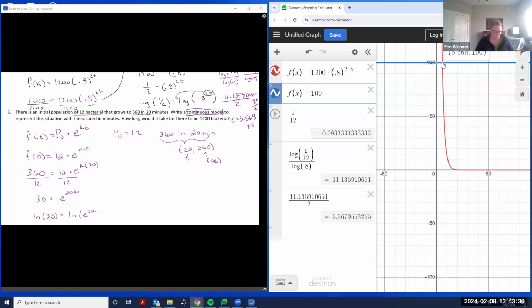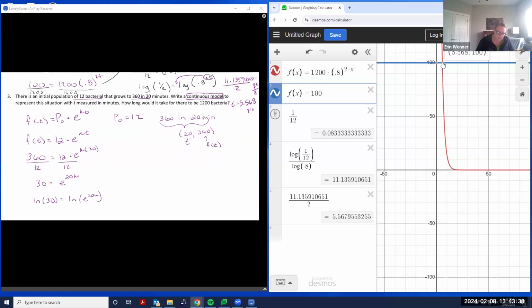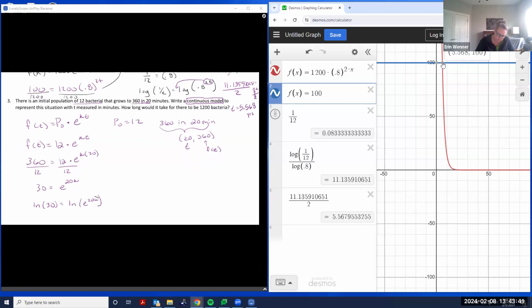Once we take that natural log, we can bring our exponent down in front using that power rule. And because we know the natural log of e is equal to 1, we can drop that off. And from here, we can solve for k by dividing both sides by 20.